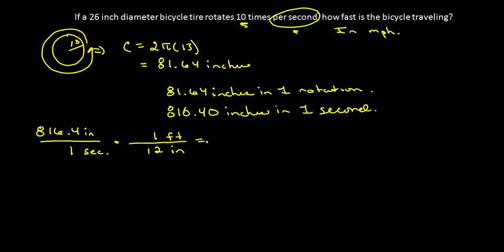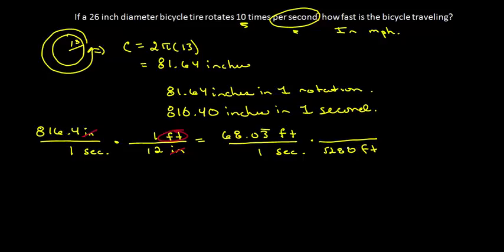So that means that we cover, if we take 816.4 and we divide that by 12, we'll get 68.03 repeating. Now we're at feet because these inches cancel out, and we've only got feet left there. So we're in feet per second. So our tire is going to travel 68 feet every second. Now we're going to multiply that by something with feet on the bottom. Okay, and we know there are 5,280 feet in every 1 mile. So we'll go ahead and do the division there.